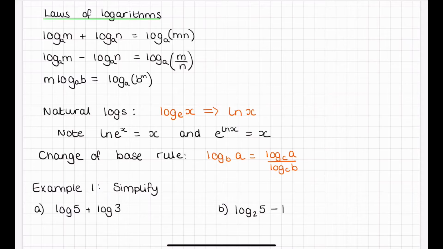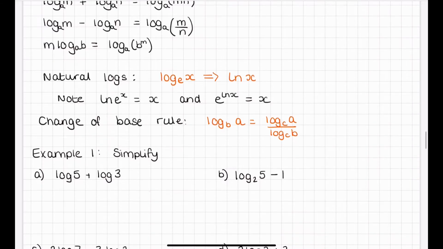And the last little rule is called the change of base rule. So if we have log_b a, and we need to change the base, so we don't want the base to be b anymore, we can change it by doing this formula. We do log, change it to our base that we want, which here is c, of a, divided by log_c of b. Okay, let's have a practice at some of these.